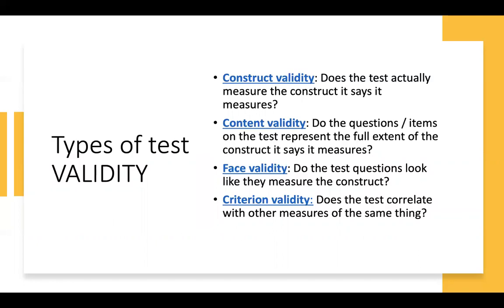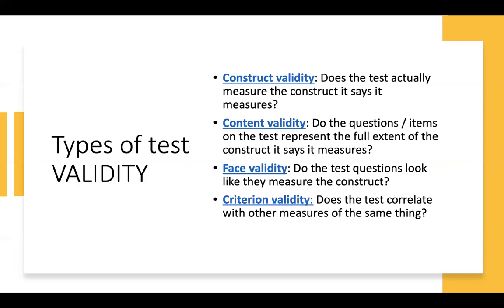Construct validity means, does the test actually measure the idea or the concept or the construct that it says it measures? Let's say your test measures anxiety. Well, is it actually measuring anxiety, or is it measuring love of spinach? You have to pick. You have to decide that love of spinach is not part of your construct, and then create a measure that doesn't include love of spinach, that only includes anxiety.